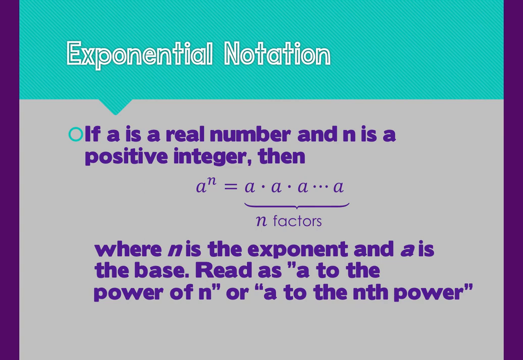All right. Exponential notation, and this is something you already know. It just has a name, okay? If a is a real number and n is a positive integer, then a to the n has n number of factors, so you just repeat a. This is called exponential notation. When you write something with an exponent, that's its official term, okay? n is the exponent, a is the base. So whatever is being raised to the power is the base, and the little superscript number is the exponent. We read it as a to the power of n or a to the nth power. You can read it either way.